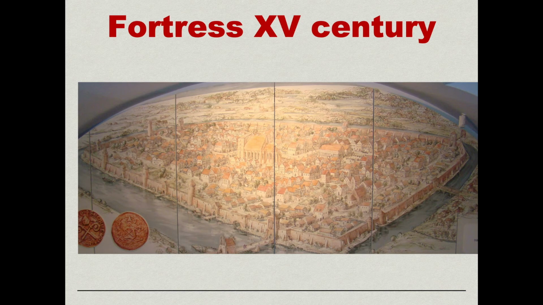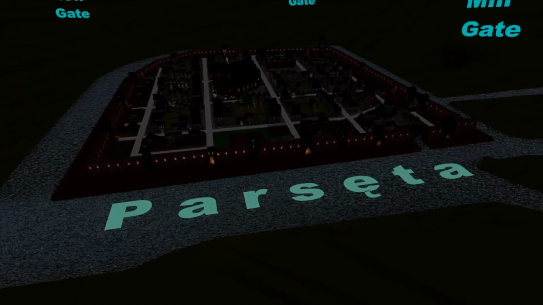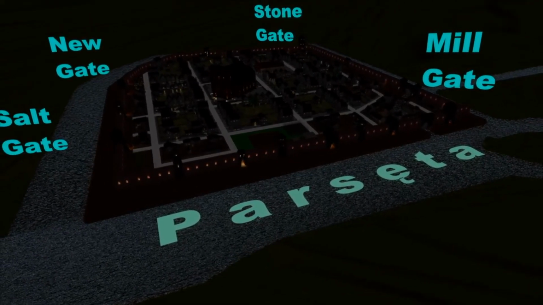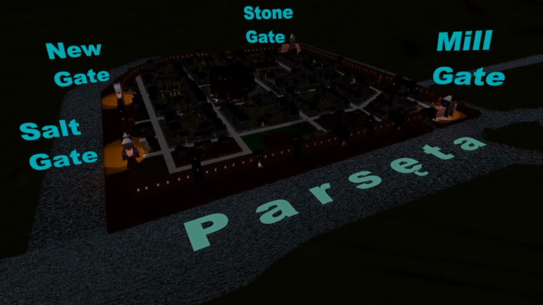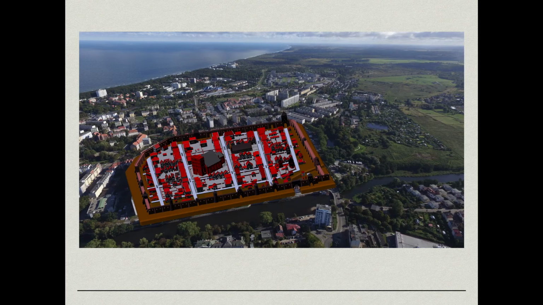Based on archaeological research, a picture was painted showing Kolobrzeg from the 15th century. On its basis, we decided to make our next project. As before, we divided the project into smaller elements. Each student was given one district to draw.